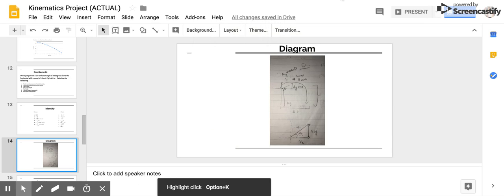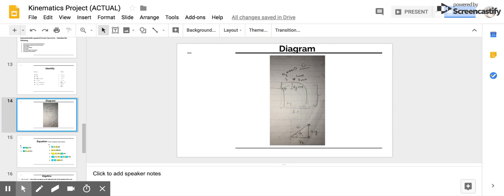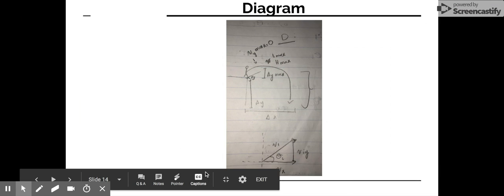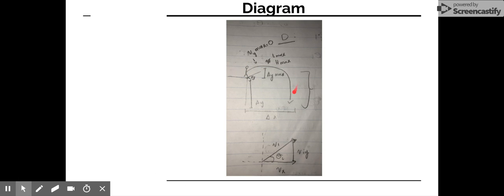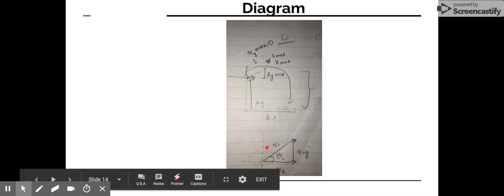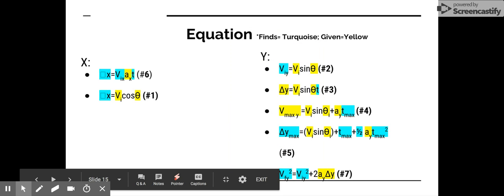So the diagram looks something like this, where this is Olivia and she's jumping off of the cliff. This is delta y max. Then we have our time max around over here, and delta x max around there as well. And then Vy max is also 0 around here. If you were to draw it in terms of a triangle, this is what it would look like.